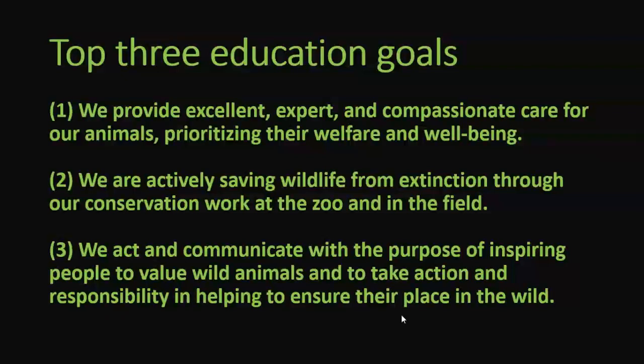We're actively involved in saving wildlife from extinction through our conservation work in the zoo and in the field, where we're actually sending staff to different parts of the world to help save these animals. And then we act and communicate with the purpose of inspiring people to value wild animals and to take action and responsibility in helping to ensure their place in the wild. So that's what basically we're trying to do.